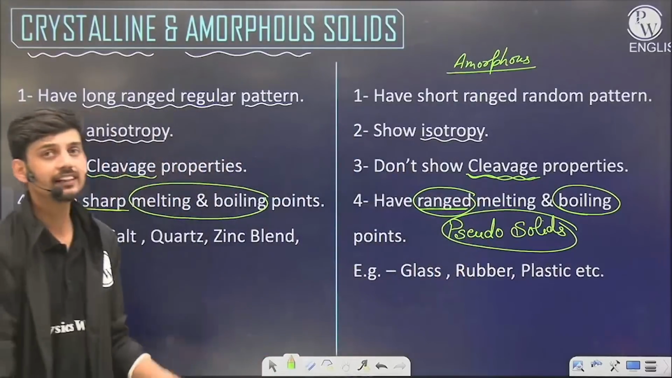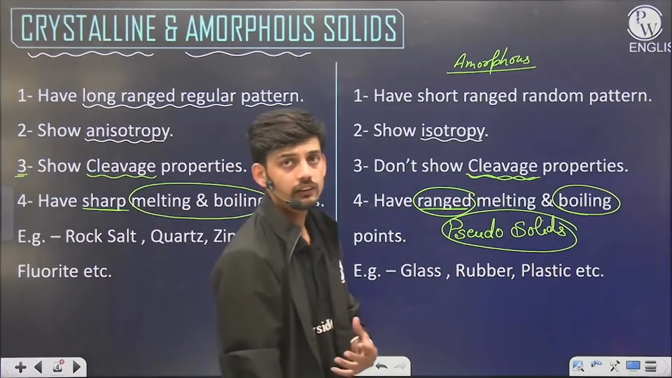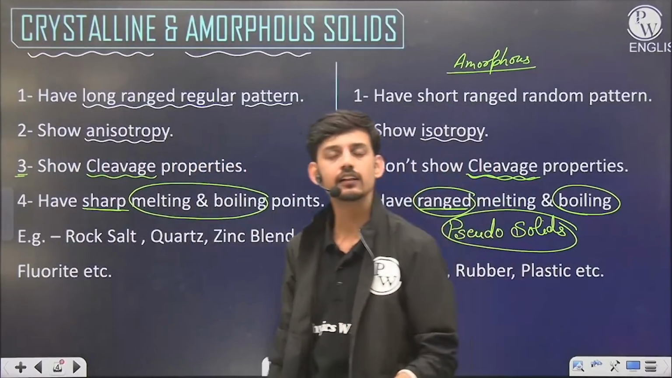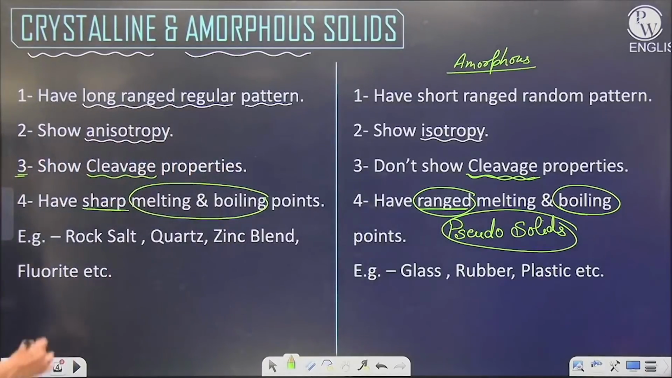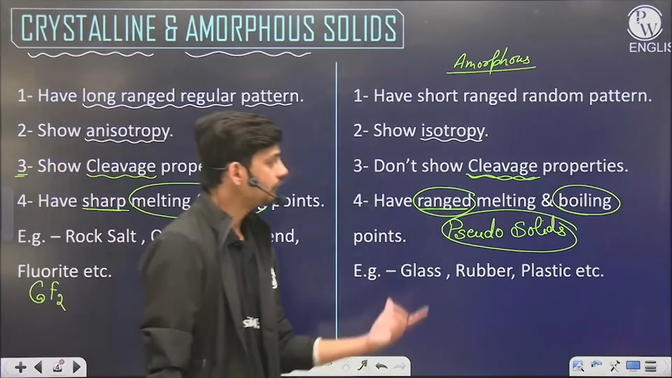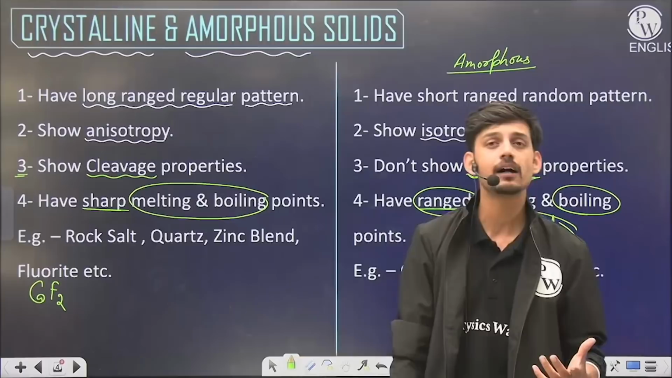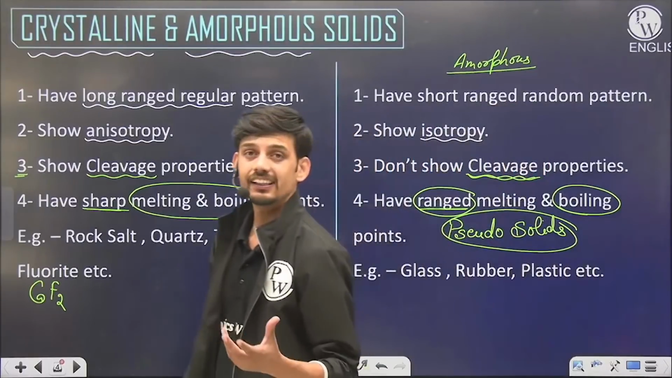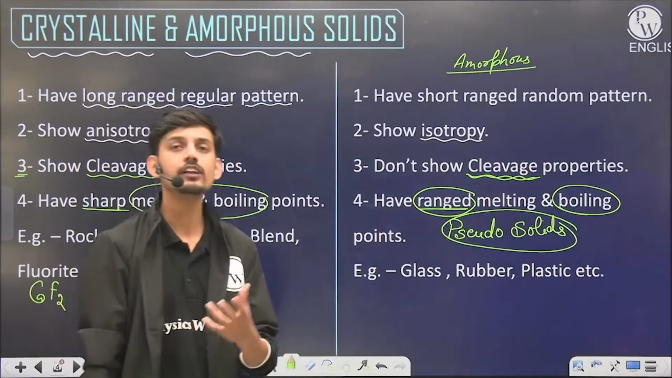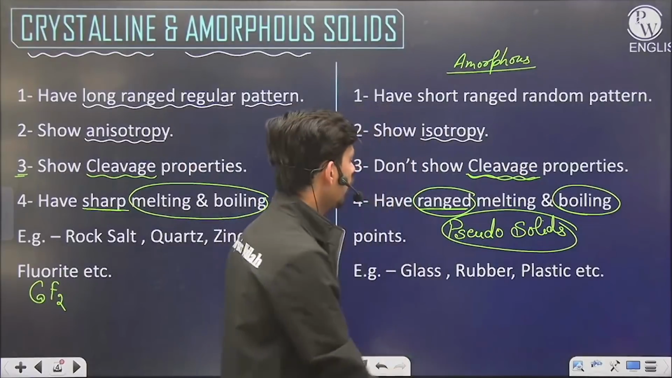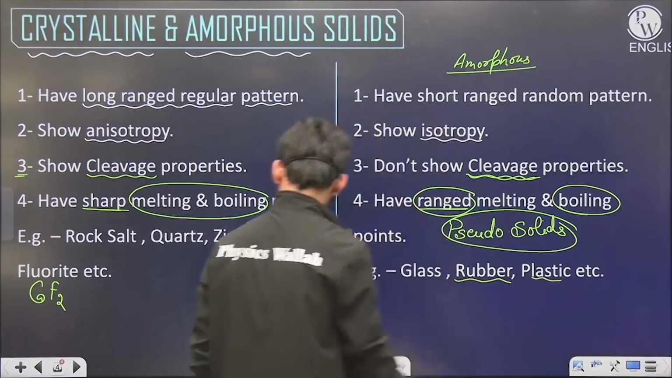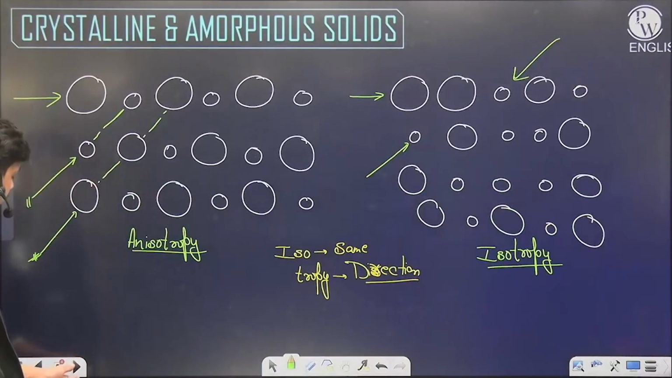Some examples of crystalline solids we have already seen: rock salt, the common salt that we use, NaCl, zinc blende, ZnS, or fluorite, CaF2, and other examples. And the most common example of an amorphous solid is glass. Glass is a supercooled liquid or pseudo solid, which is a mixture of various components in a random pattern. Rubber and plastic are other examples. Now let's move ahead.